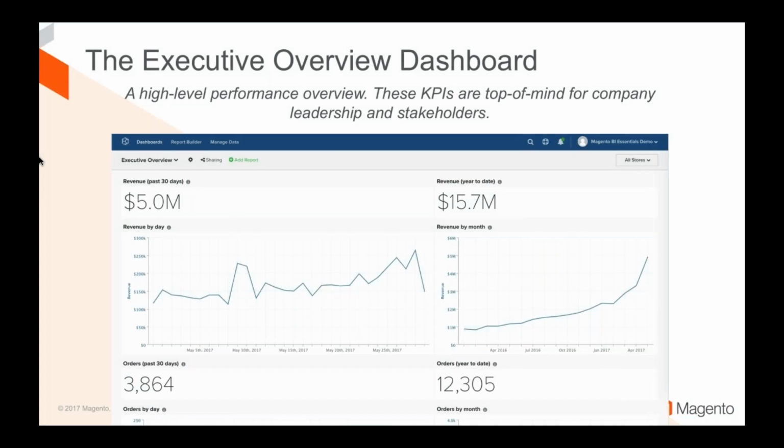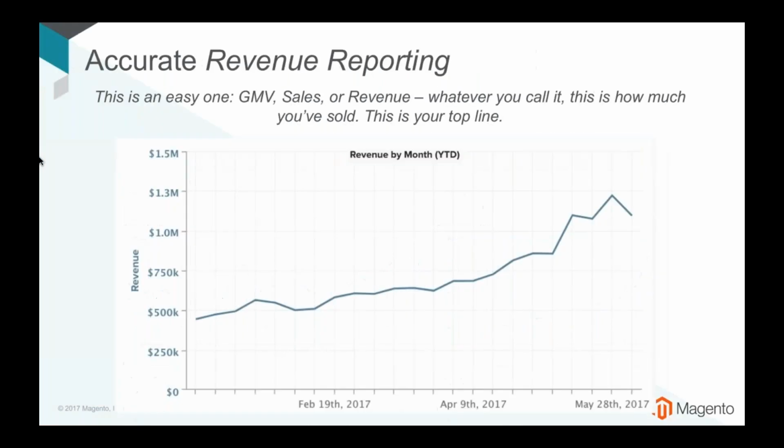So this is the first dashboard that most people see when they load up the BI Essentials product. It's really a high-level performance overview. This is the dashboard that the CEO of your company might be hitting refresh on 100 times a day to keep an eye on these key performance indicators that really are showing the top-of-mind metrics for company leadership and stakeholders. You see things here like revenue, number of customers, number of orders placed, etc.